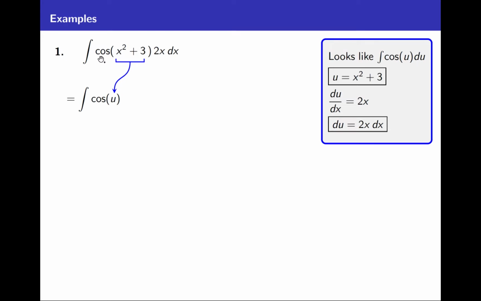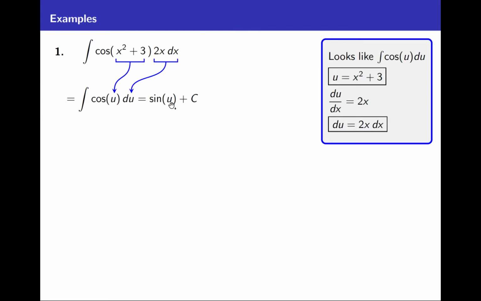We get the integral of cosine of u when we replace the x squared plus 3 with u. And then there's a 2x dx right here, and that equals du. So now we've converted this complicated integral into a simple integral, the integral of cosine u du, and we have a formula for that. It equals sine of u plus c.